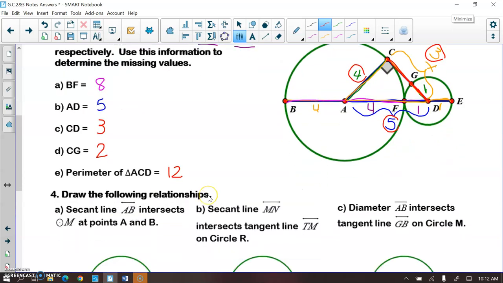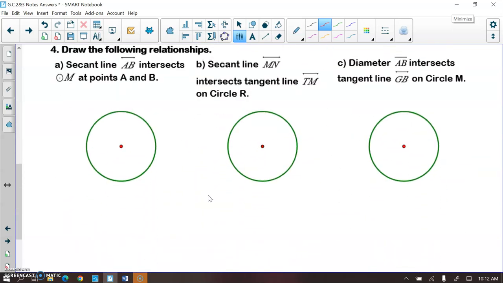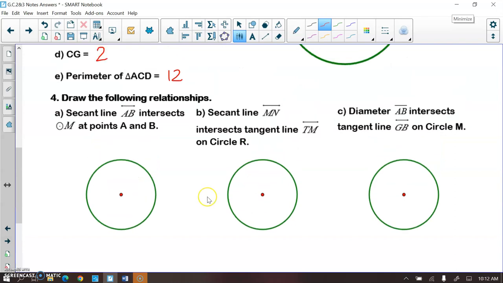All right, moving on. So our last problem is just some diagrams. Your diagram may look a little different than mine, but it needs to have the same qualities.